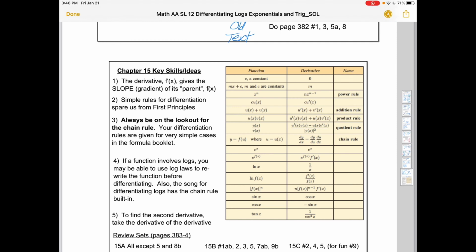So at the top of the screen right now, there's the practice with second derivatives. At the very bottom, if there's stuff that you want to do on review sets from that old textbook, there you go.